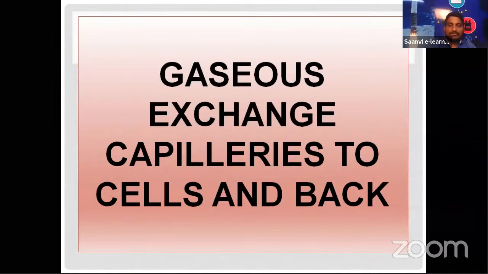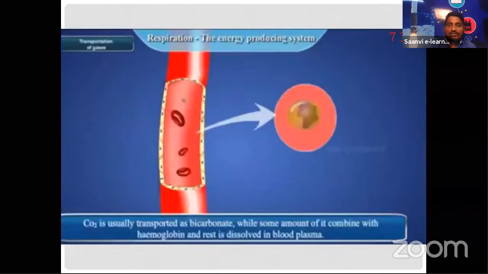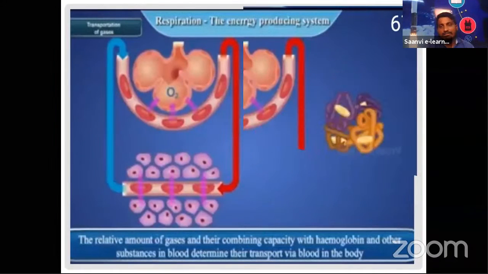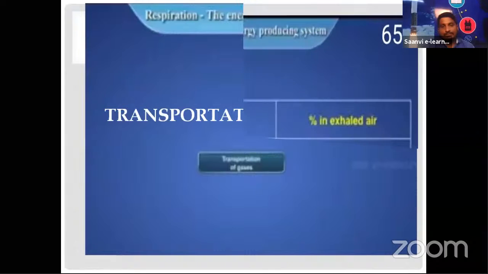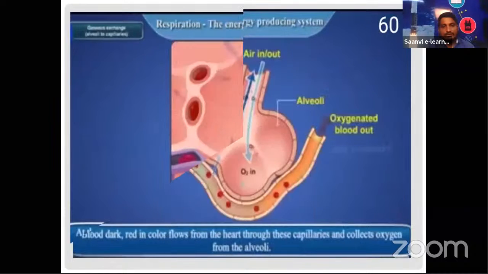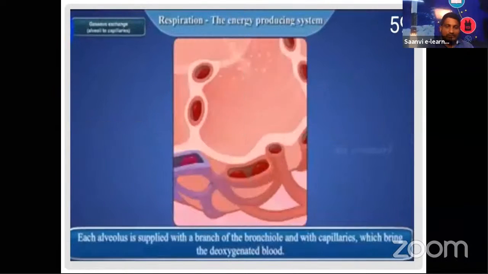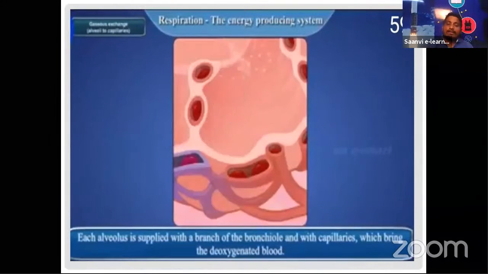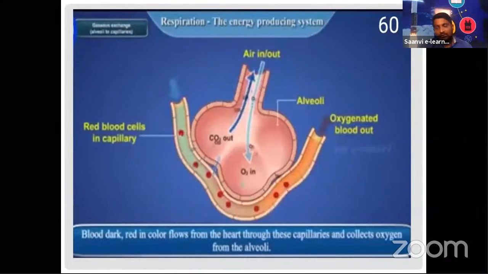Let us go for feedback. Let us recall what we have learned today. Please stay online. See, as we have discussed, how exchange of gases is taking place between the alveoli and blood capillaries. What are alveoli? Alveoli are the structural and functional unit of the lungs. And how oxygen and carbon dioxide are exchanged at the lung level.